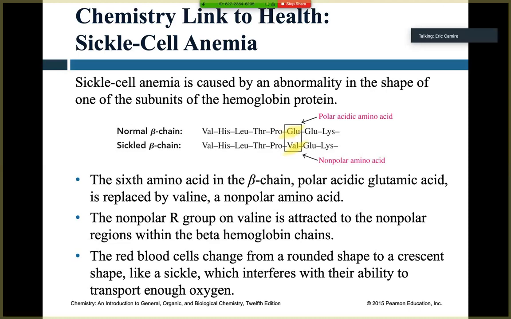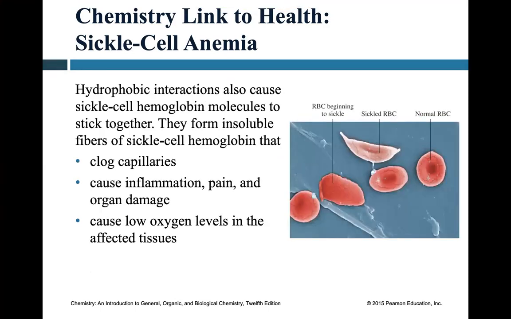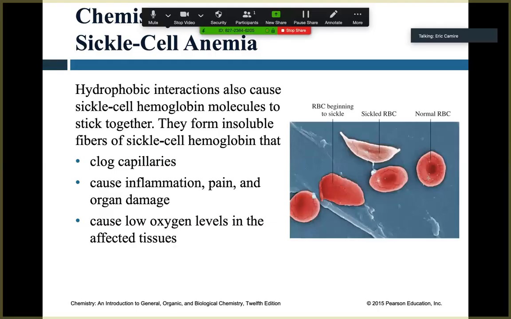So you went from polar acidic, which can make hydrogen bonds and can make salt bridges, to something that can do neither. It is nonpolar. And this profoundly affects the structure of hemoglobin so much that it actually causes a disease from a single mutation.